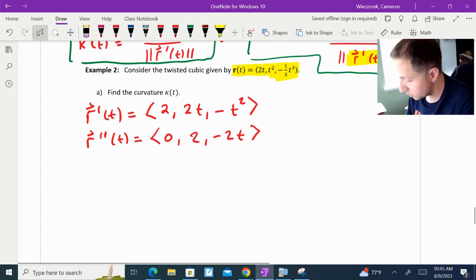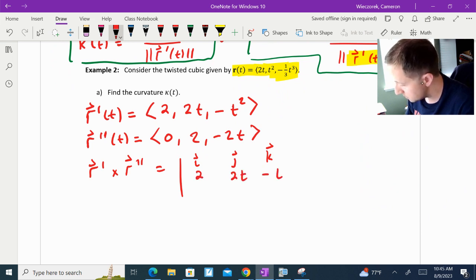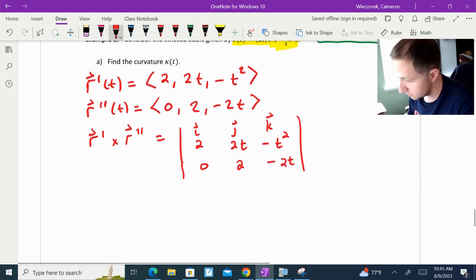Okay, I need a cross product. So r prime crossed r double prime would be i, j, k. Putting my components of r prime in the second row, I get 2, 2t, negative t squared. Putting my components of r double prime in the third row, I get 0, 2, negative 2t. And so let's see what we get.